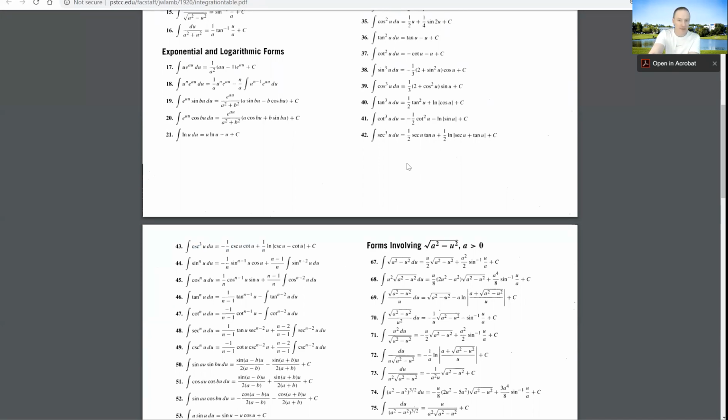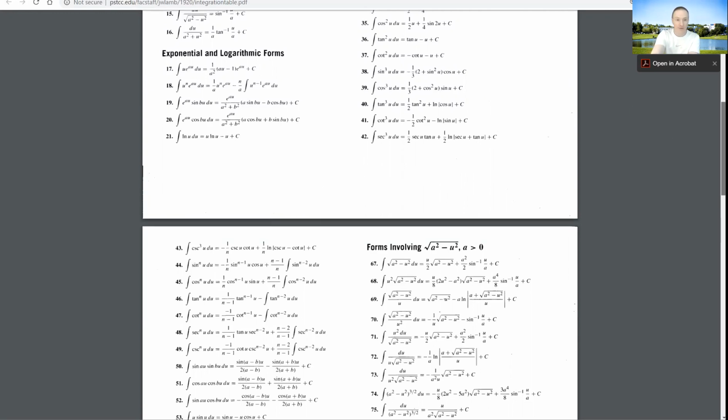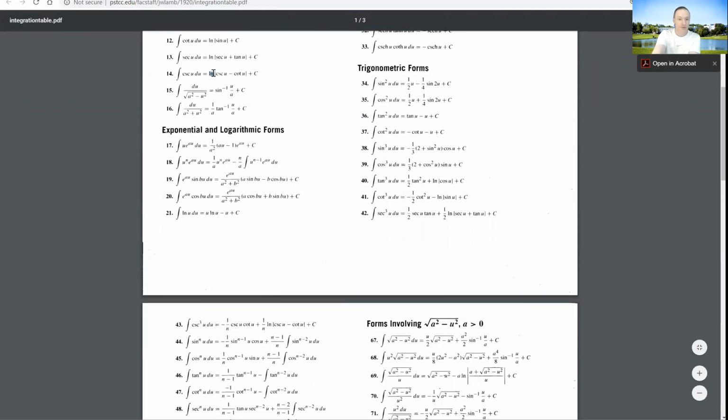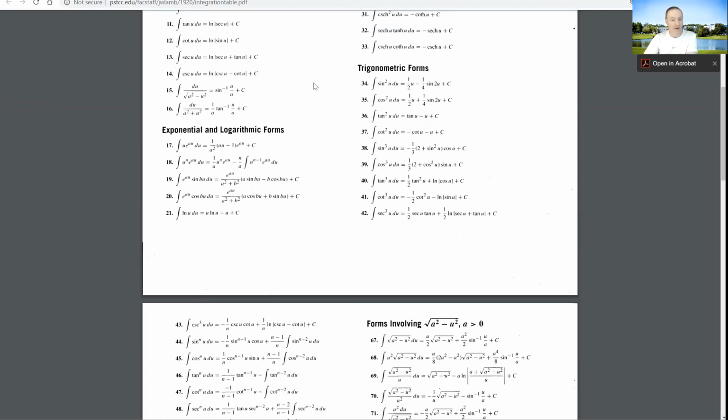It should be extremely similar to number 42. They've just made a mistake from 42 to 43. It should be very, very, very similar to 42 up there. The other formula that we're going to be using in this problem is number 14. You'll see 14 is the integral for your cosecant function up here. The integral of the cosecant function is your natural log of cosecant u minus cotangent u plus c.